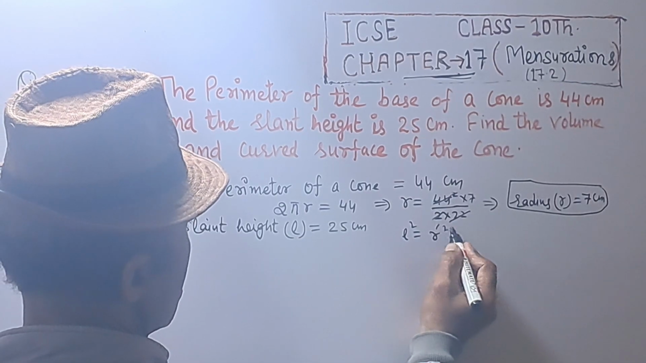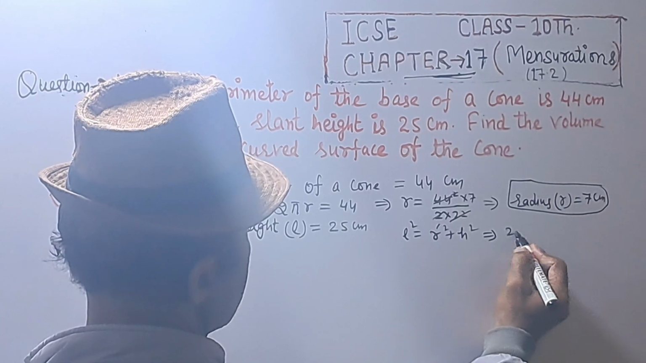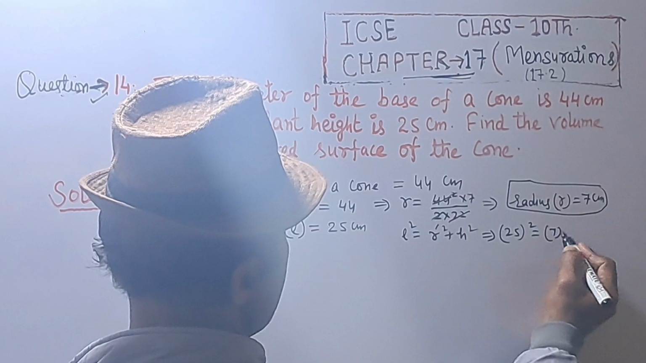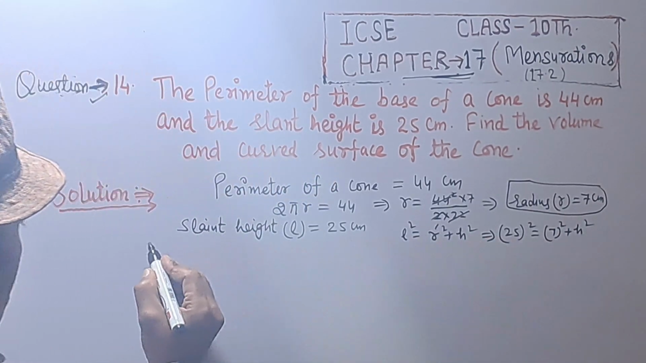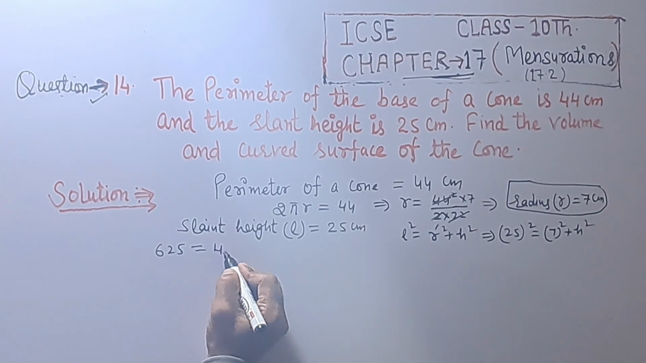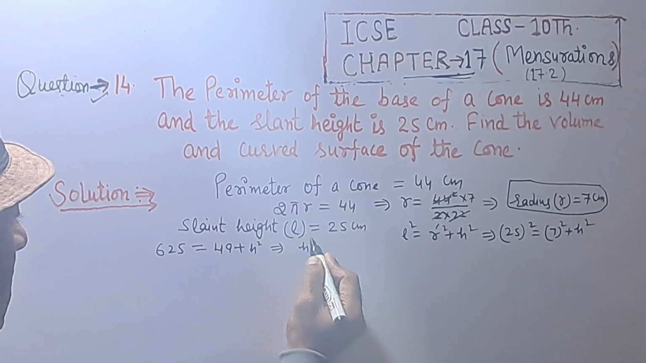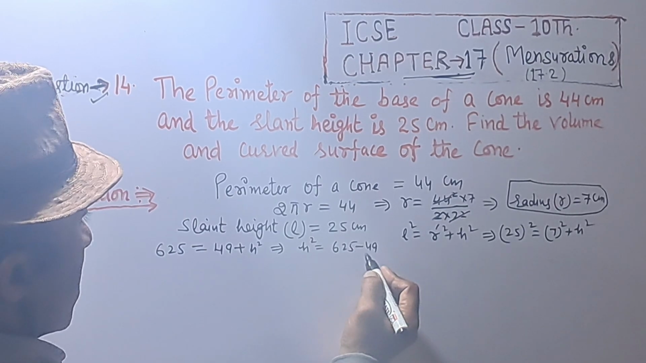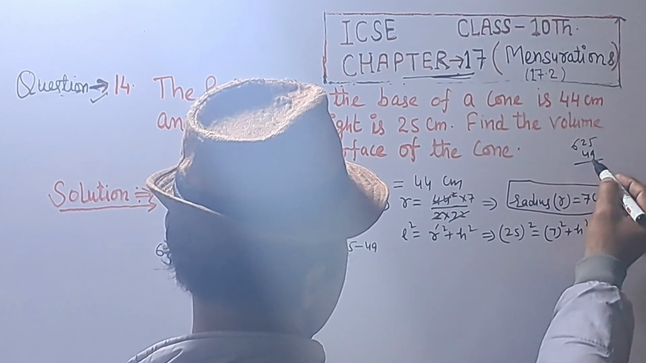L square is equal to r square plus h square, which implies 25 square, that is equal to r is 7 square plus h square. 25 squared is 625, equal to 49 plus h square. So h square equal to 625 minus 49.